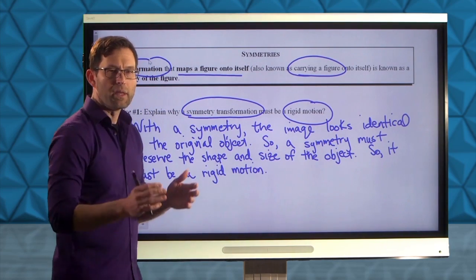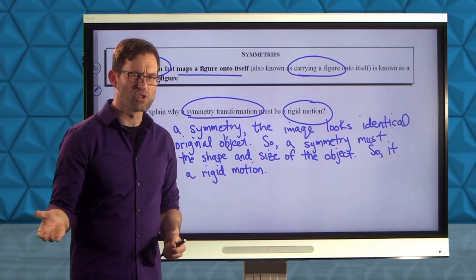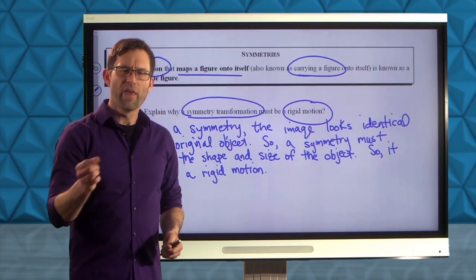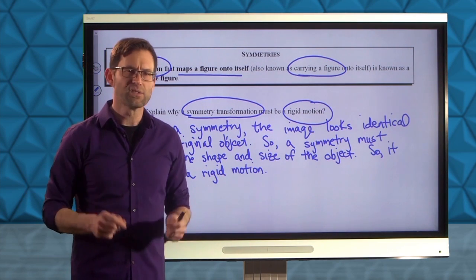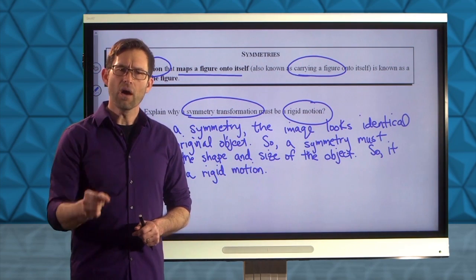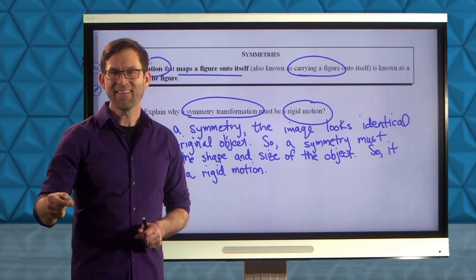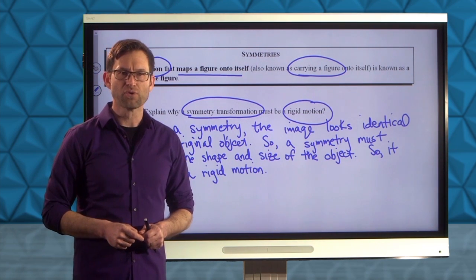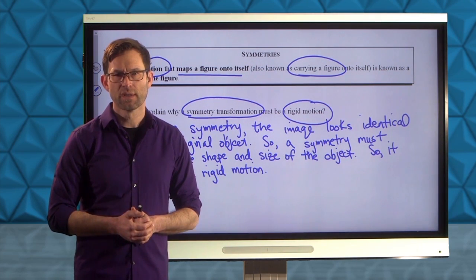Right? I mean, if we take an object and we do something to it, and then we look at it and we say, well, that hasn't changed at all, then obviously the image is identical in both shape and size to the original. And we know that any transformation that preserves the shape and the size of a geometric object is a rigid motion, so symmetries must be rigid motions.